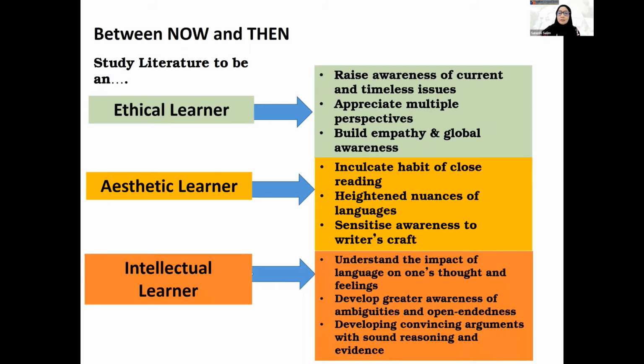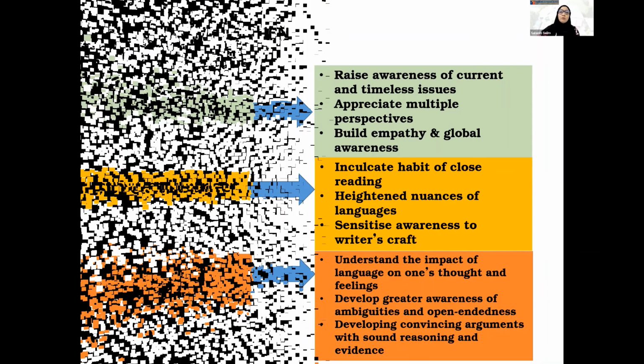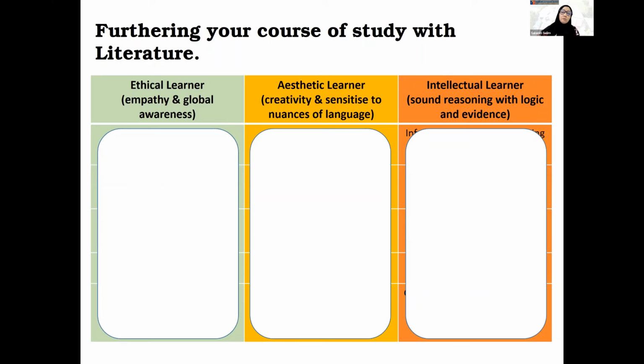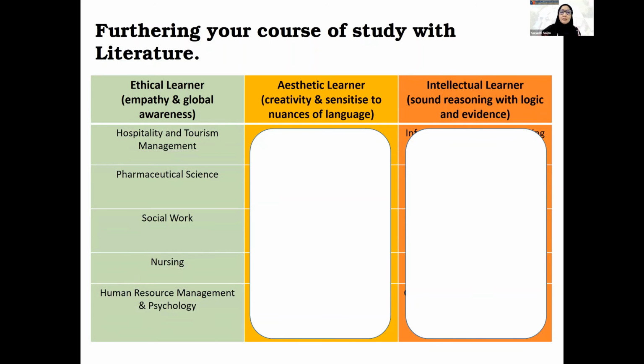And last but not least, as a literature student, you will also develop yourself to be an intellectual learner who is able to provide and develop convincing arguments with sound reasoning as well as evidence. So how would these skills help you in order to pursue your desired courses in the tertiary education? As an ethical learner, these are some of the courses that would prove to be very useful as you develop your skills to be an empathetic and global learner.